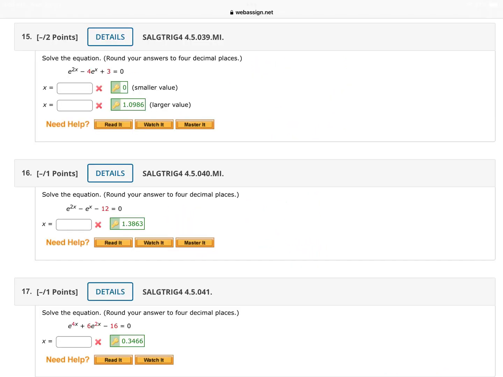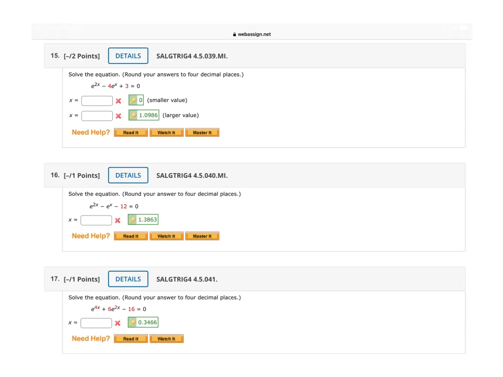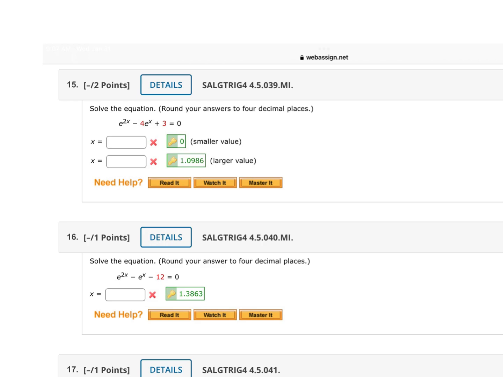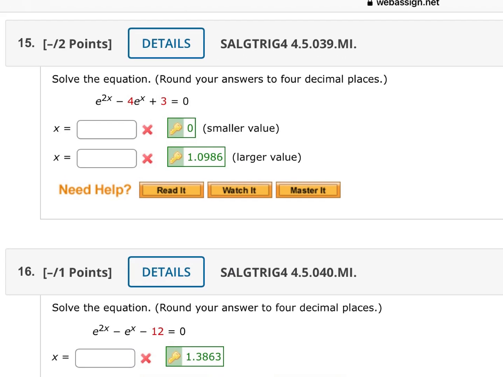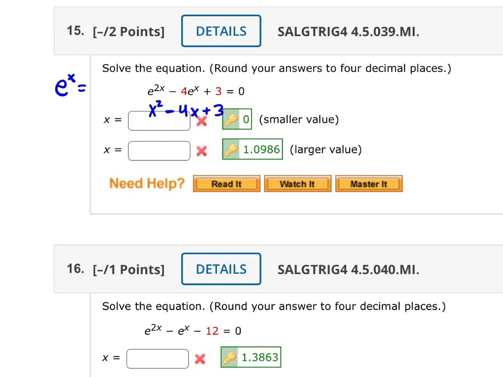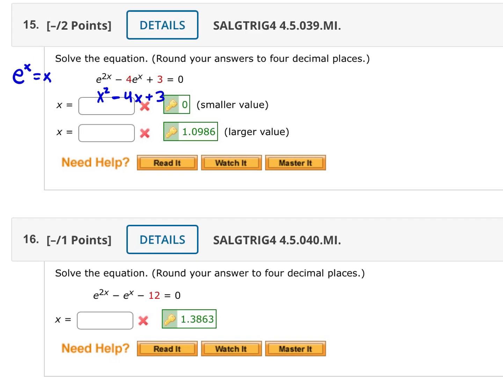All right, so the questions from WebAssign were 15, 16, and 17. So for 15, this question looks super similar to if it was x squared minus 4x plus 3, where we just changed e to the power of x to be x. So we're just going to change the way that it looks, because that way we know how to solve this one. We know how to solve when it's x squared minus 4x plus 3.